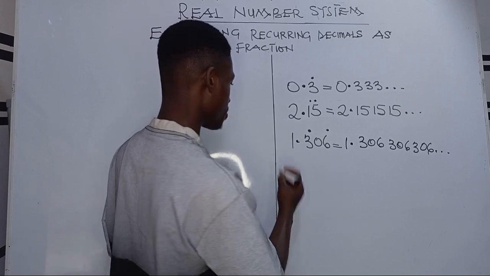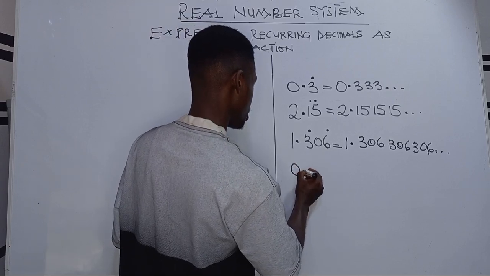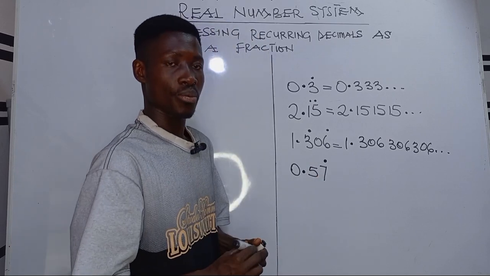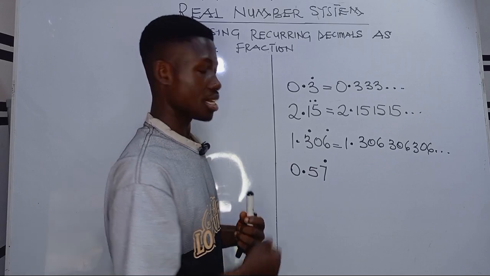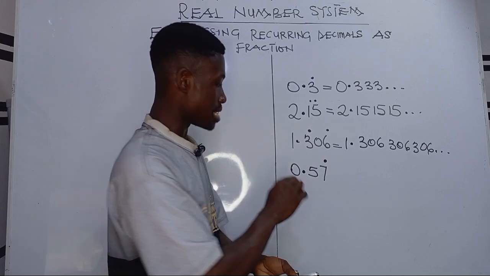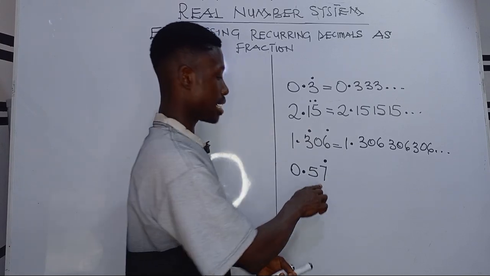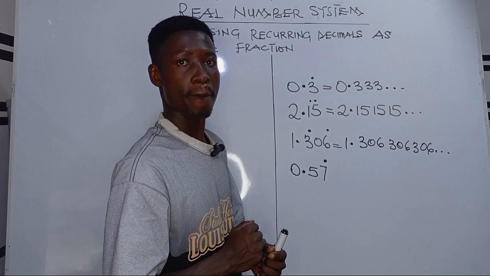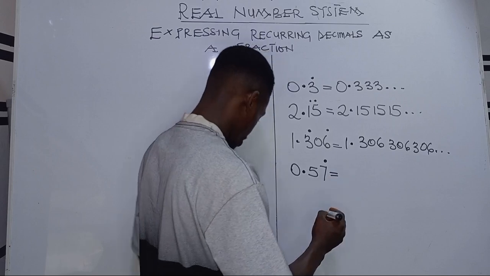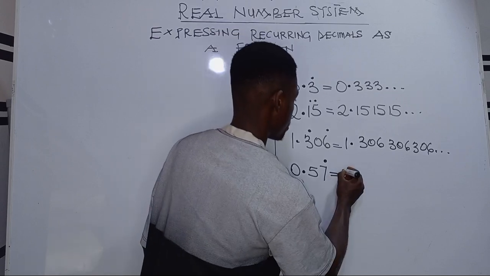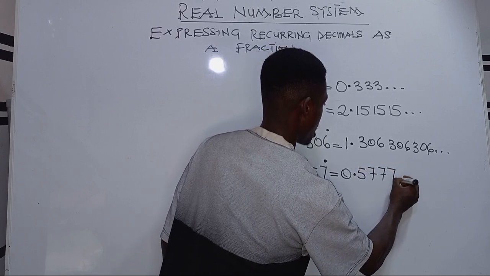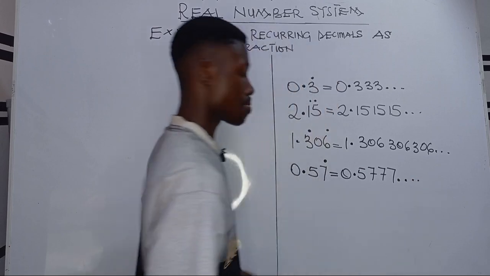So let's take it that you have 0.57 dots. This is a recurring decimal. And you can see that the number 7 repeats infinitely, but it is not right behind the decimal point, but behind a certain number. And we know that this can be written as 0.5777 up to where? Up to infinity.